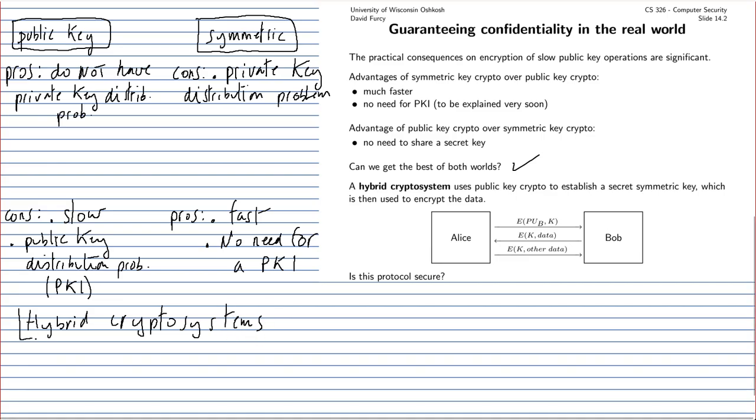So what is a hybrid cryptosystem? Well, in the first stage, a hybrid cryptosystem is going to use public key crypto to generate a shared private key.